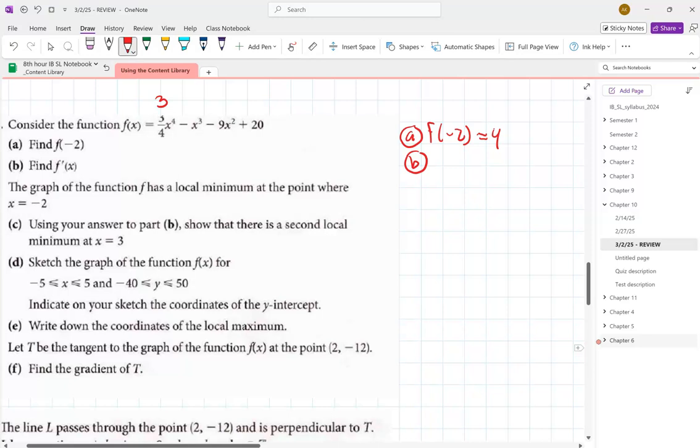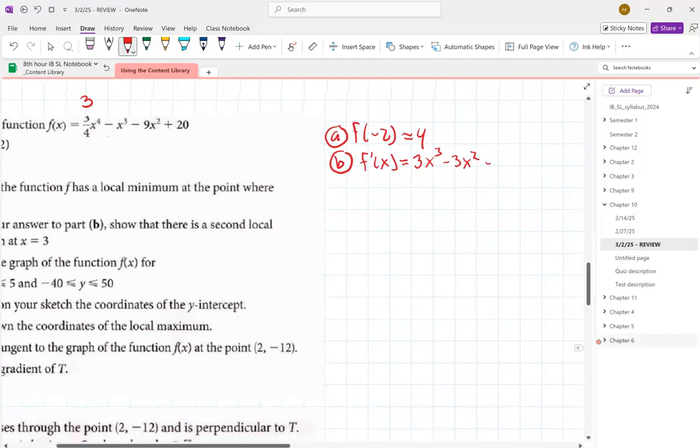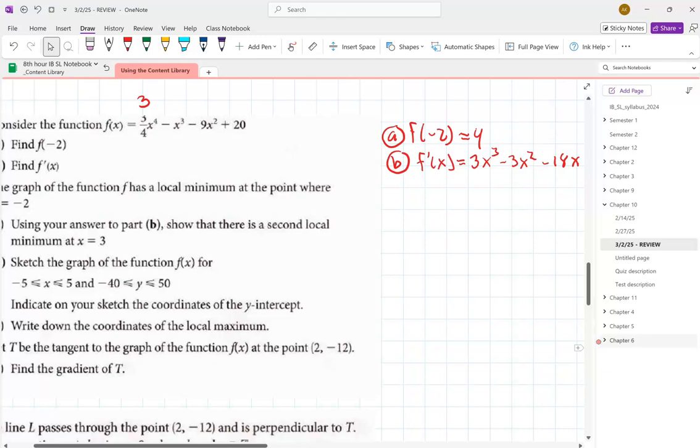B asks us to find f prime of x. What is f prime of x here? I'm just going to reduce, right? Okay, and we don't need to write the plus 0.